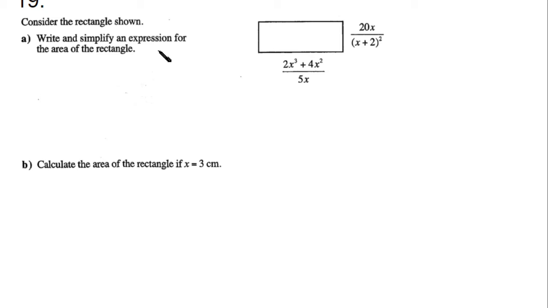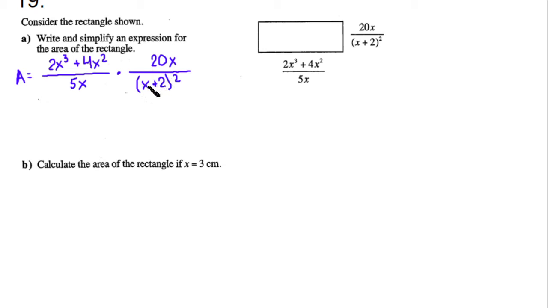So the area of a rectangle is length times width. So we can write area: the expression for length is 2x cubed plus 4x squared over 5x, times the expression for the width, which is 20x divided by x plus 2 squared.